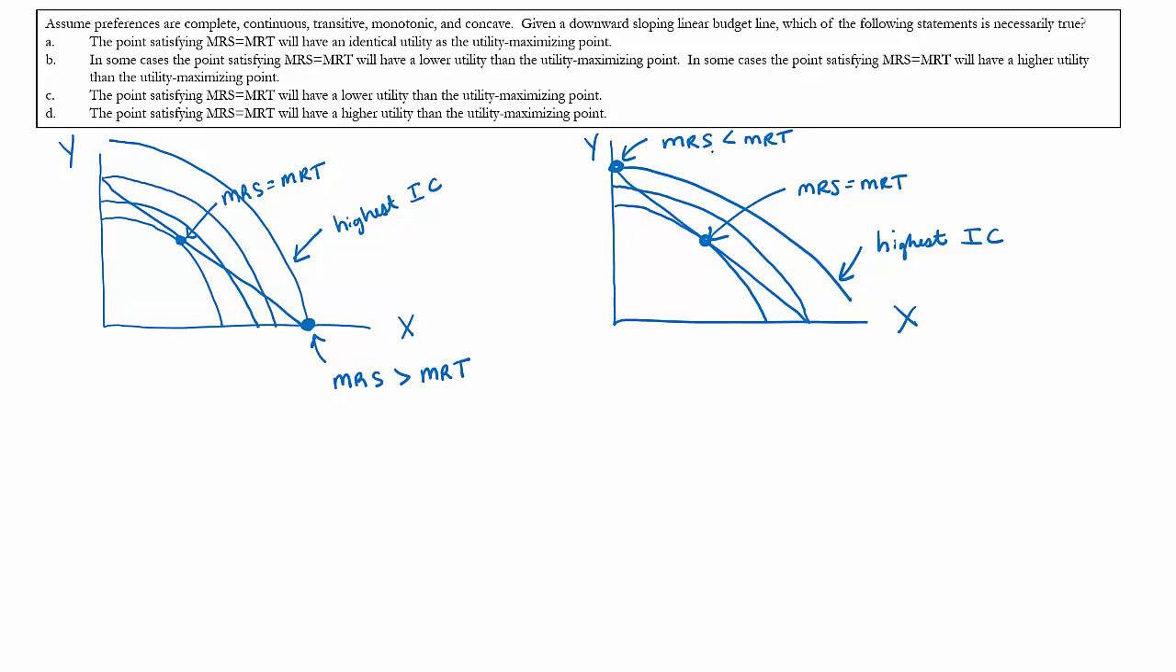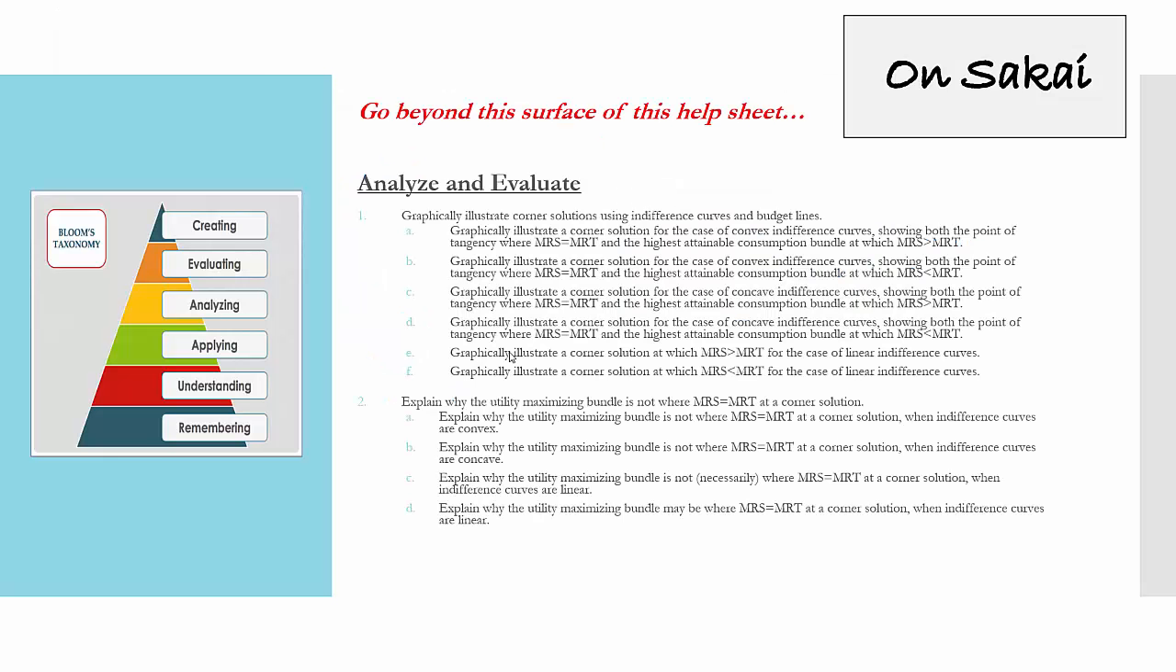The answer here is C. When preferences are complete, continuous, transitive, monotonic, and concave, if the budget line is linear and downward sloping, then the point satisfying the usual tangency condition will be on a lower indifference curve and so have lower total utility than the utility maximizing point.